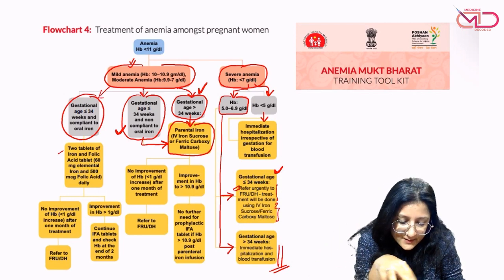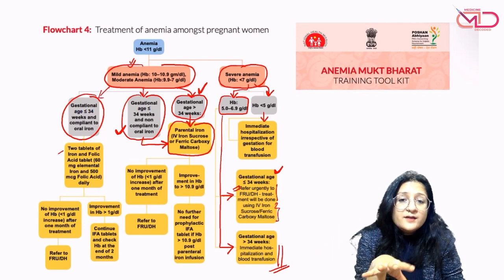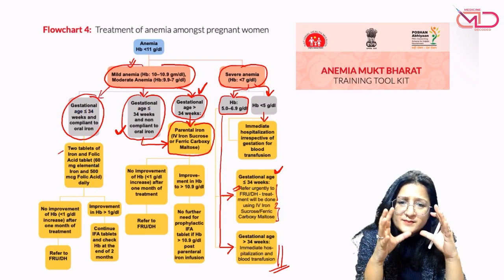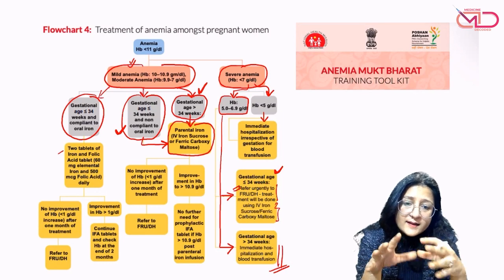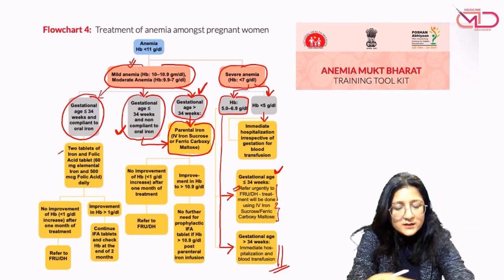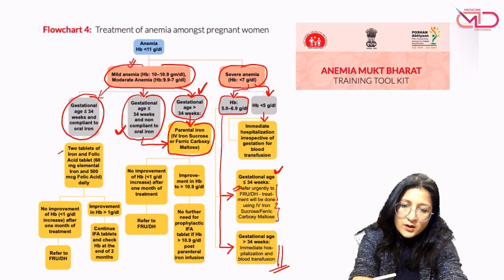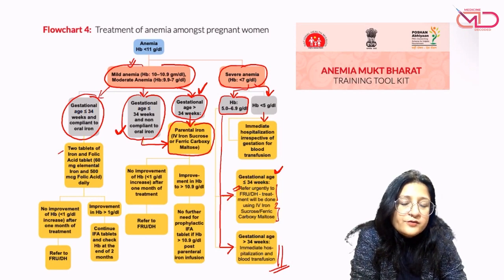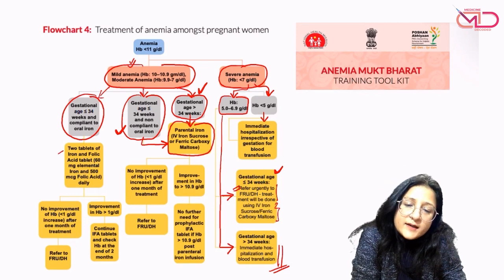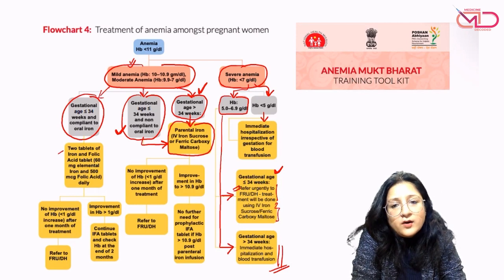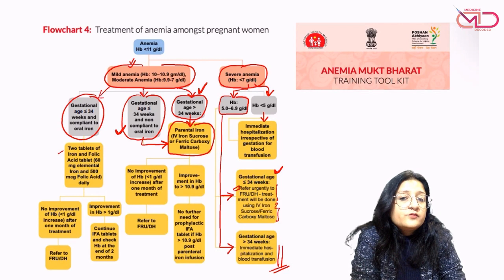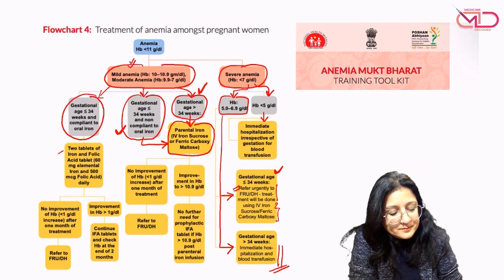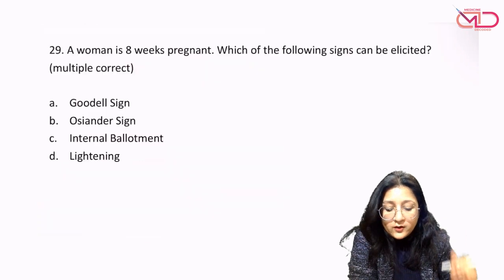So with this flowchart, we have to memorize for attempting questions. However, one thing I want to emphasize here is that students find it very difficult to memorize flowcharts. So understand the logic. Like I said, the logic for parenteral iron is to ensure compliance and for any situation where the woman is not able to tolerate oral iron. Okay. Now, moving on, next question.